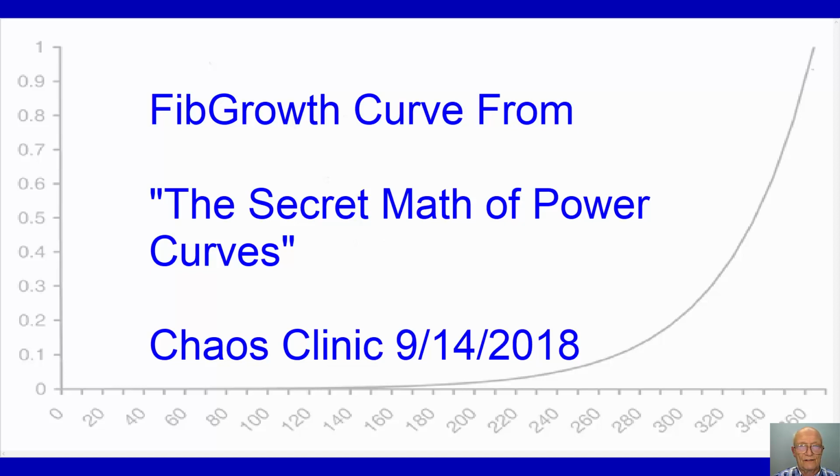Topic for the clinic was the FibGrowth curve from an upcoming course, The Secret Math of Power Curves. This is an E-Mylar overlay that tracks from 0 to 360 degrees, what I call a FibGrowth curve. Secret mathematics I figured out shows up in markets, chaotic markets, and this is the tool I used to find the S&P top January 29th, 2018. This is the Chaos Clinic on using it on a shorter term basis.